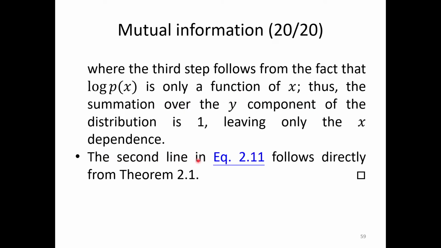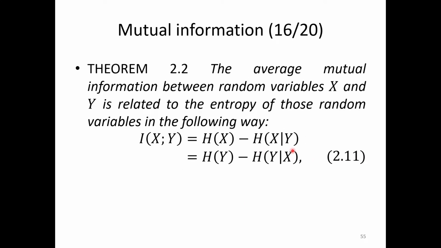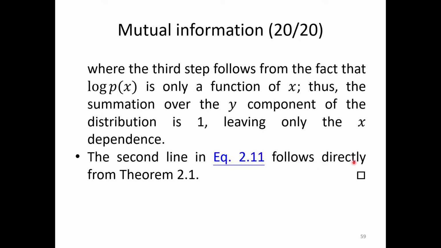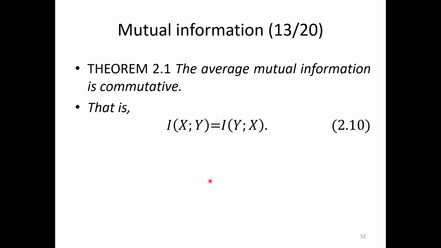The second line in equation 2.11 follows directly from theorem 2.1. Let us see the second line in equation 2.11. The second line is equal to h of y minus h of y given x. This follows directly from theorem 2.1. Let us go back to theorem 2.1.